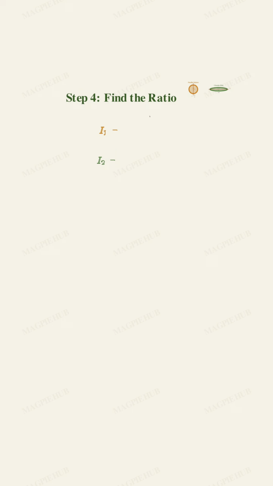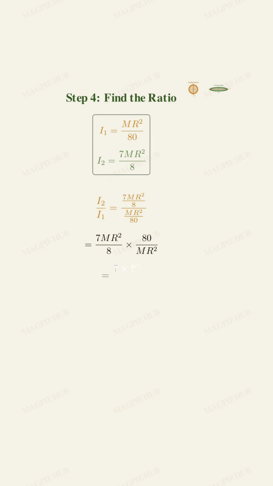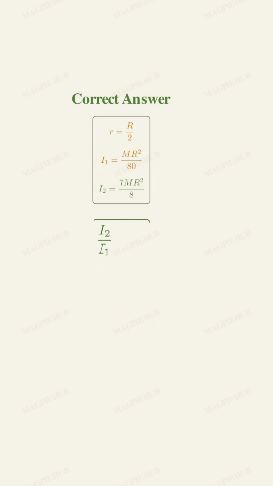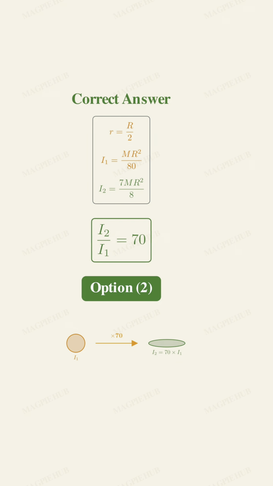Step 4. Find the ratio I2 by I1. We have I1 equals mR squared over 80 and I2 equals 7mR squared over 8. Taking the ratio, I2 over I1 equals 7mR squared over 8 divided by mR squared over 80. This simplifies to 7 times 80 over 8, which is 7 times 10, giving us 70. The ratio I2 by I1 equals 70. The correct answer is option 2.